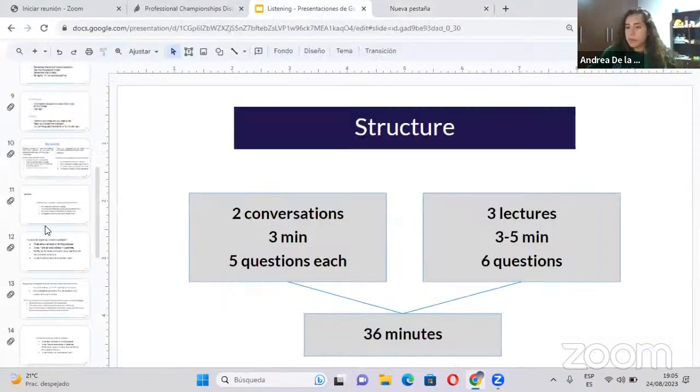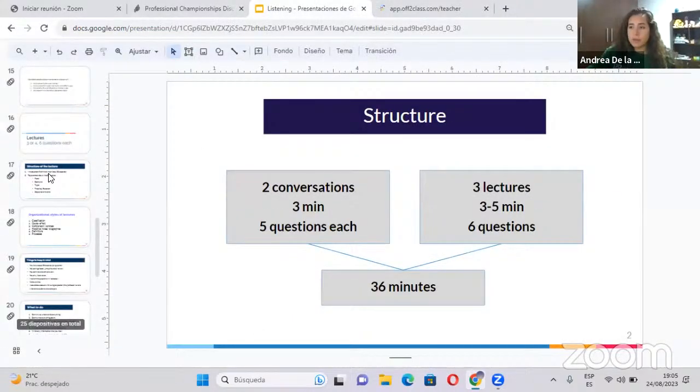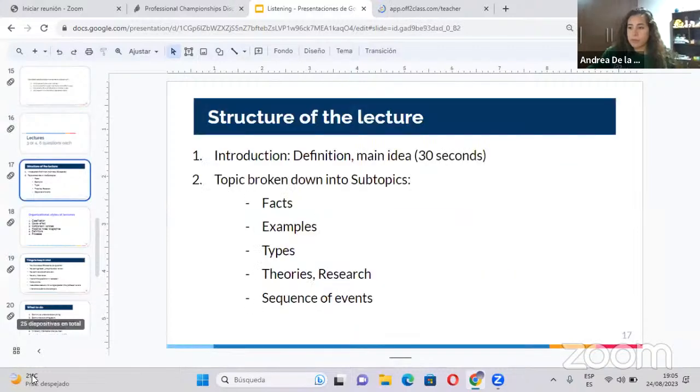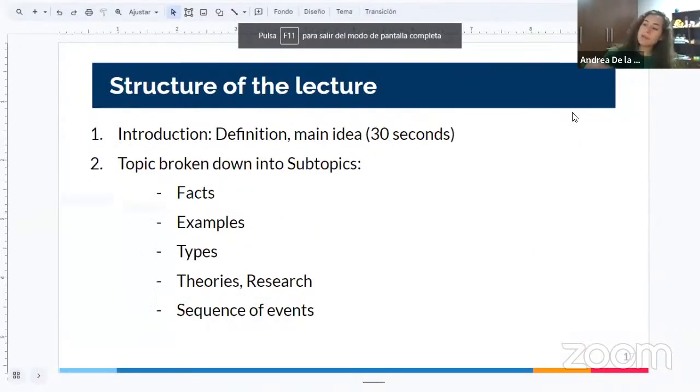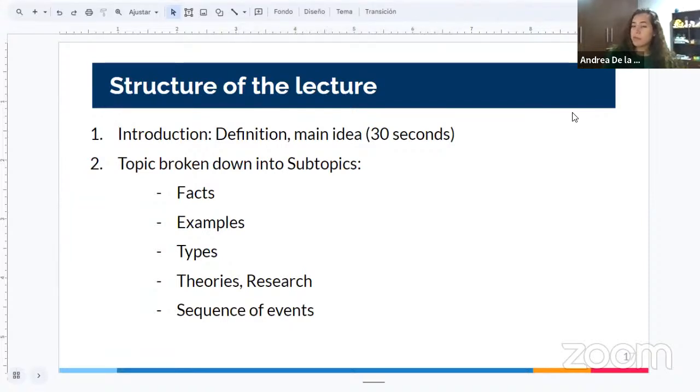So these lectures basically will be structured like this. First, you will have a short introduction where you will see the main topic of the lecture. This introduction is about 30 to 45 seconds long. And it's really important that you pay attention to this introduction because it will give you an idea of what to expect for the entire lecture, which can be a little bit long sometimes.